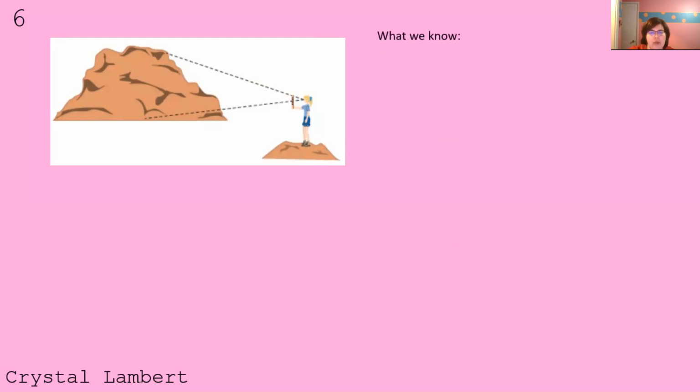So what we know from our problem is that the distance from Jenny's eyes to her ruler is 2 feet. So the ruler is 2 feet in front of her eyes. Then it says that when she's holding the ruler out, the difference between the marking of where the bottom of the cliff is and the top of the cliff is only 1.5 inches.